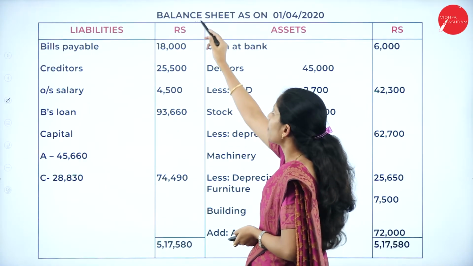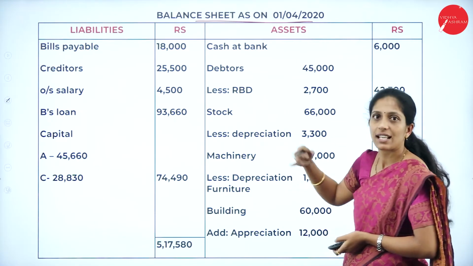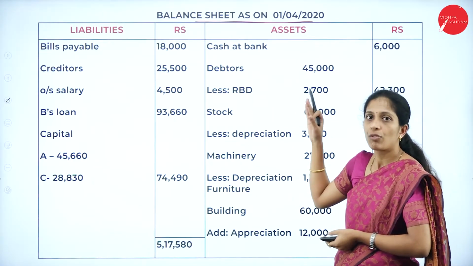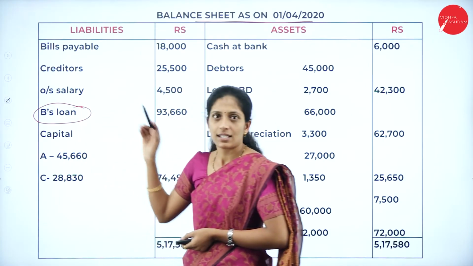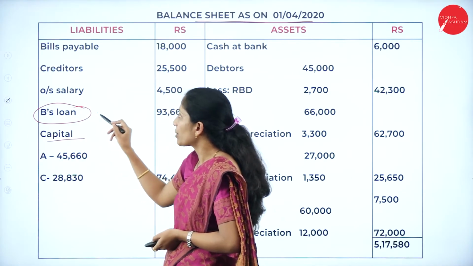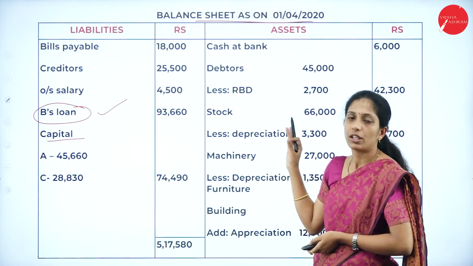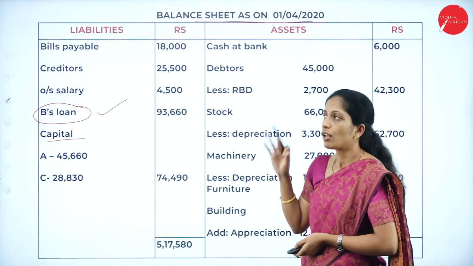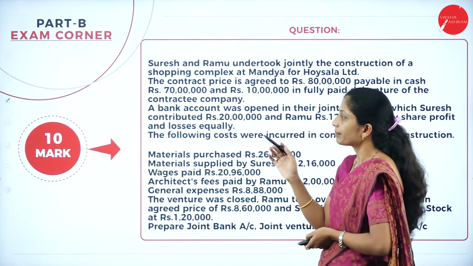Next, we will prepare the balance sheet same as your admission. You will take all the assets. If there is any fluctuation or adjustment, we will make that adjustment. But we have to take here the retiring partner's loan. We are not going to take it as capital, but we will take it as loan. And your total side of liabilities should be equal to total side of assets. So, this is a 10-mark problem on retirement of a partner.